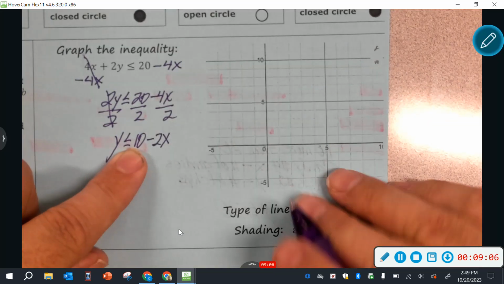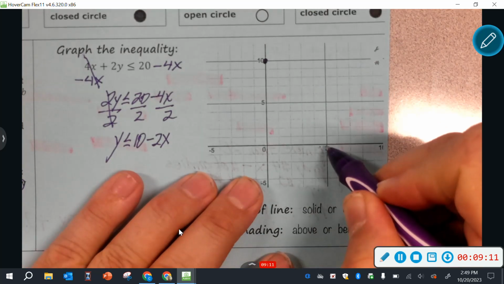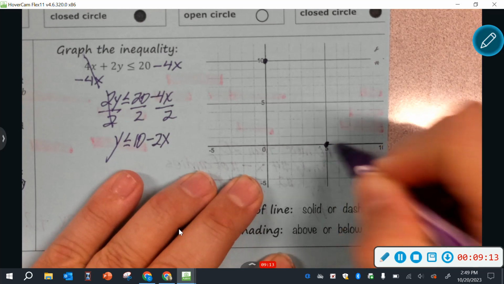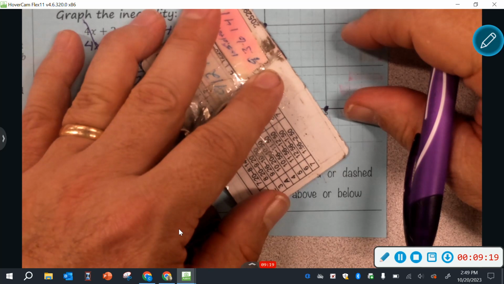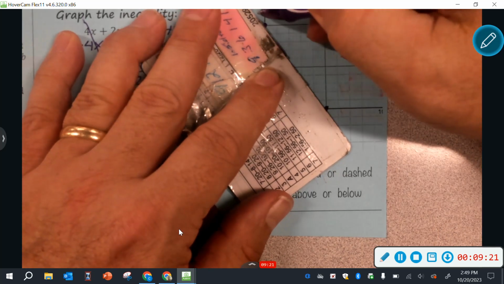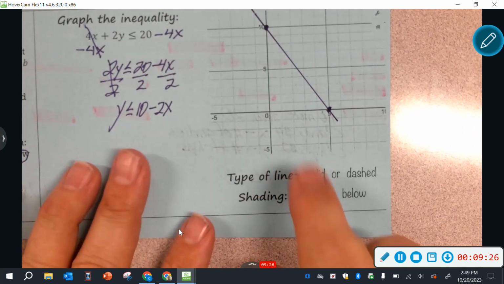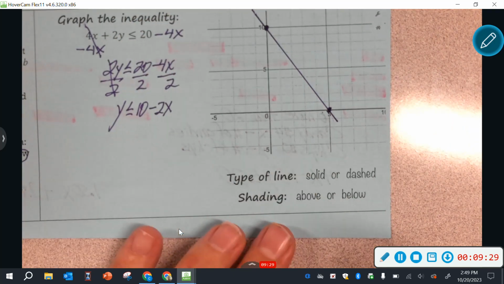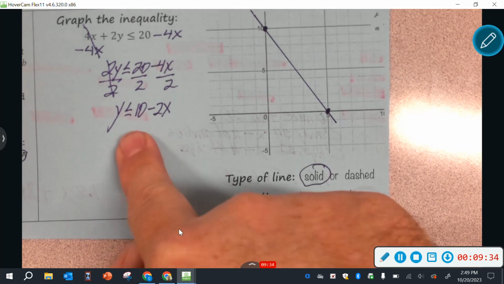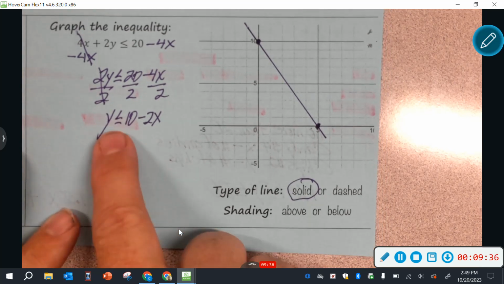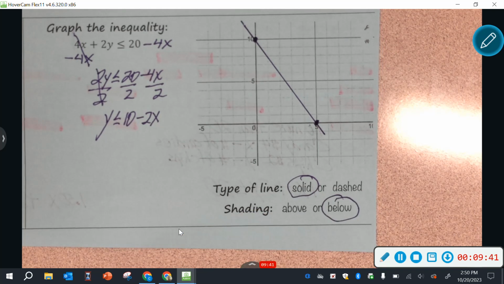Okay, so I'm going to put a dot right here at 0, 10. And then I'm going to put a dot right here at 5, 0. And now I'm going to use my straight edge to make a solid line, just like this. Okay, but we're still not finished. So notice I made a solid line, but now we need to shade. Okay, so this is y less than. So since it's y less than, we're going to shade below the line. So we shade below the line.